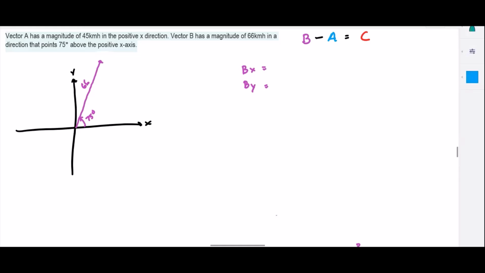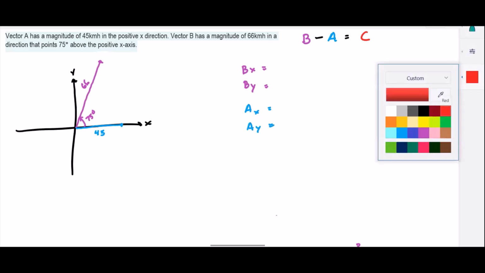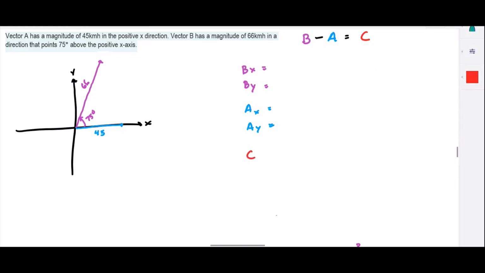So then A has a magnitude of 45 kilometers per hour in the positive x direction. There's no mention of an angle, so that tells me it is straight along the x-axis in the positive direction, and it has a magnitude of 45. So that's A. I'll be finding those components, and then I'll use those to find the components of C.